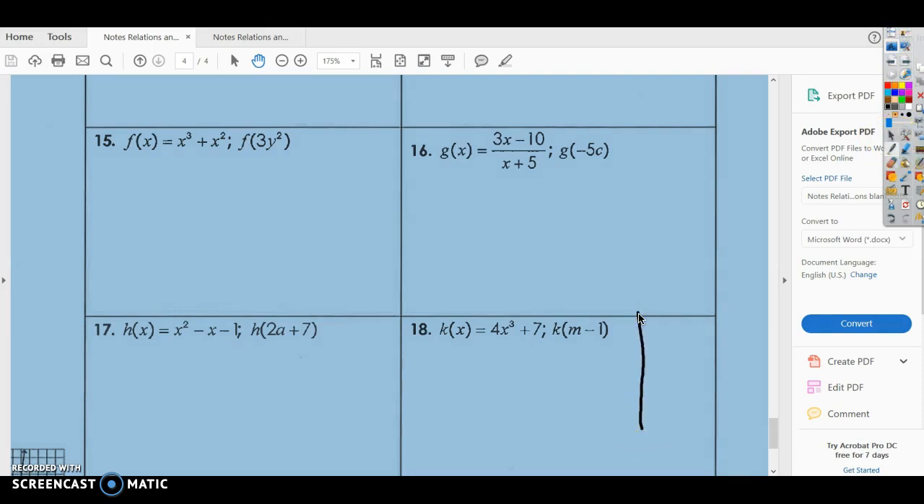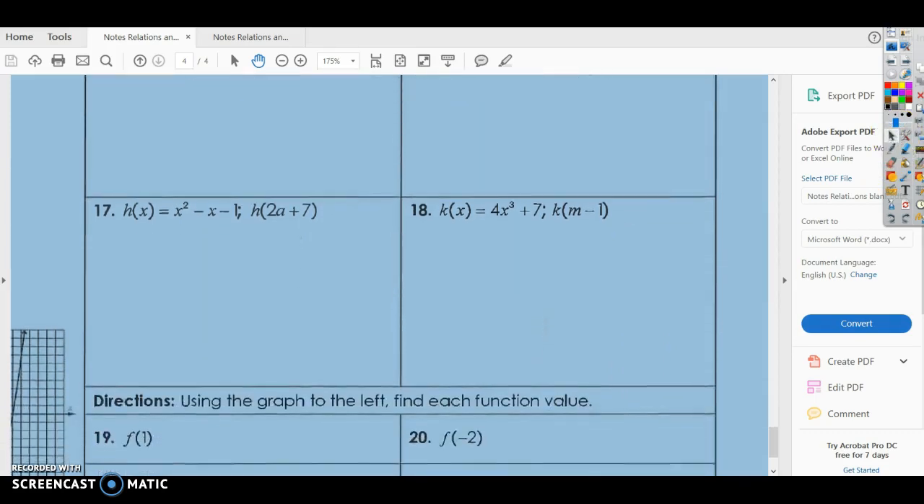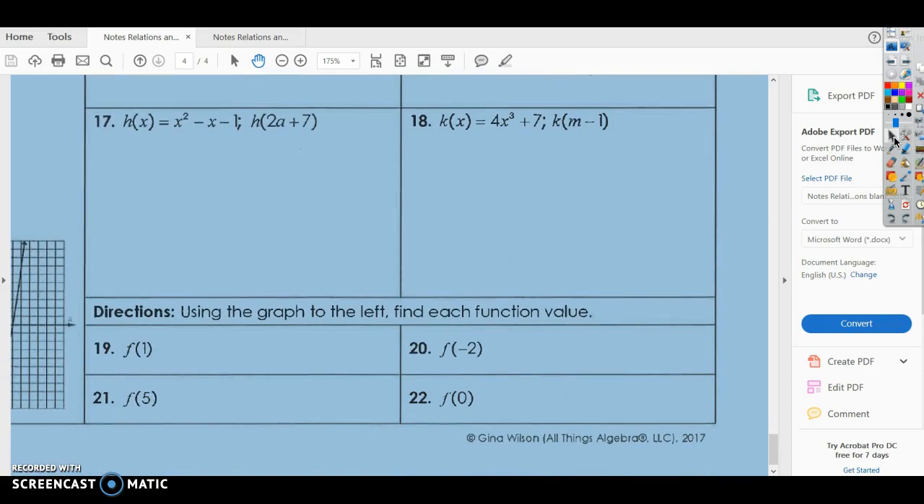All right, if we look down at 17 or 18, both of those kind of look the same to me. So let's just look at them a second and see which one we need to do. Okay, so number 17, you're going to plug in a binomial, 2a plus 7. Number 18, you're going to plug in a binomial, m minus 1. Okay, so you're either going to have to square a binomial in number 17, or you're going to have to cube a binomial in number 18.